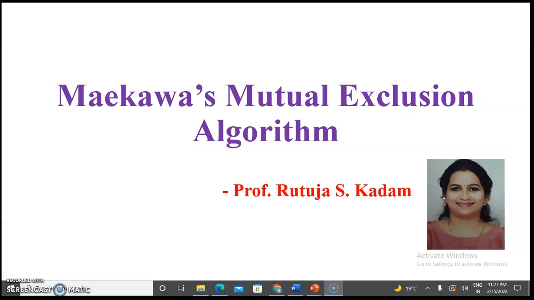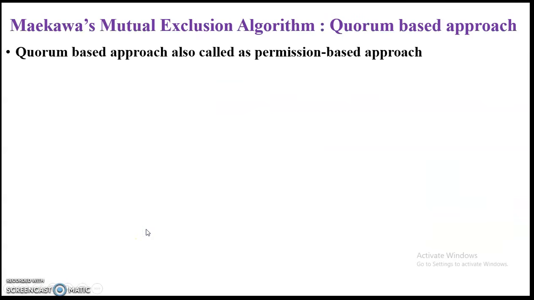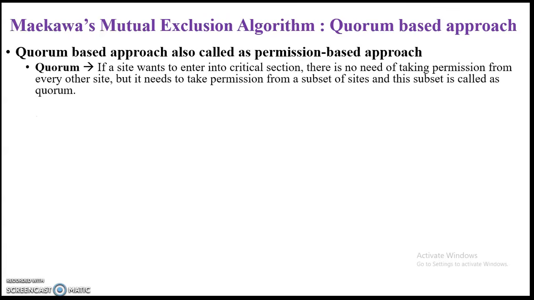Today we will be learning Maekawa's mutual exclusion algorithm. So let us begin. Maekawa's mutual exclusion algorithm is also called a quorum based approach or a permission based approach. What is a quorum? Basically, if a site wants to enter into a critical section, it needs to take permission from a subset of particular sites. That particular subset is called a quorum.